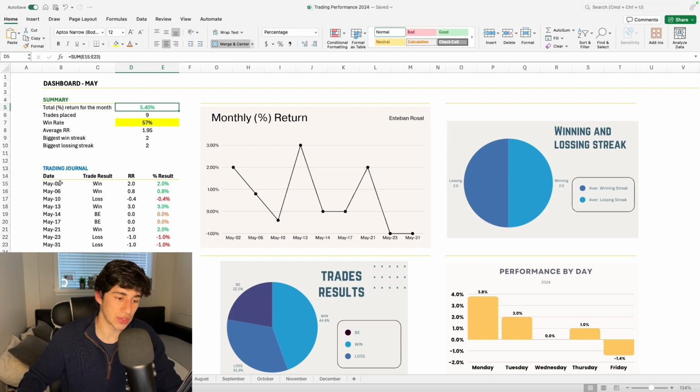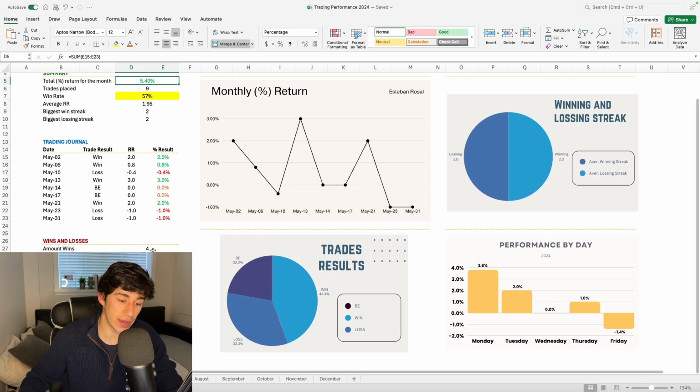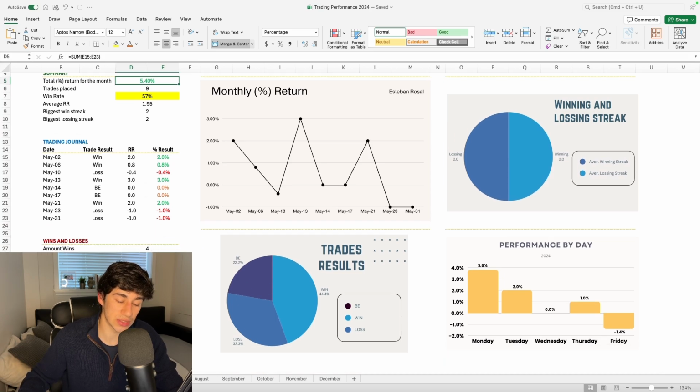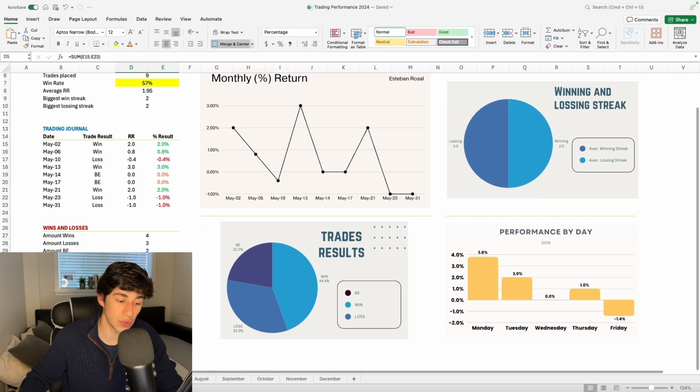This was my trade, so on May 2nd, 6th, 10th, 13th, well, basically for a total of 9 trades throughout the month. With that, it's an average of a little bit more than 2 trades per week, which is honestly a very good amount in my opinion, and based on my strategy. We have the amount of wins, so 4, the amount of losses, so 3, and the amount of break-evens, 2.